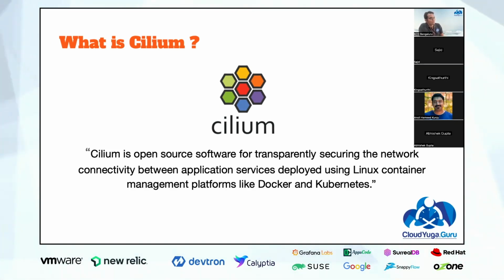Correct? So Cilium is an open source software for transparently securing the network connectivity between application services deployed using a container management platform like Docker and Kubernetes, right? That is what it is.